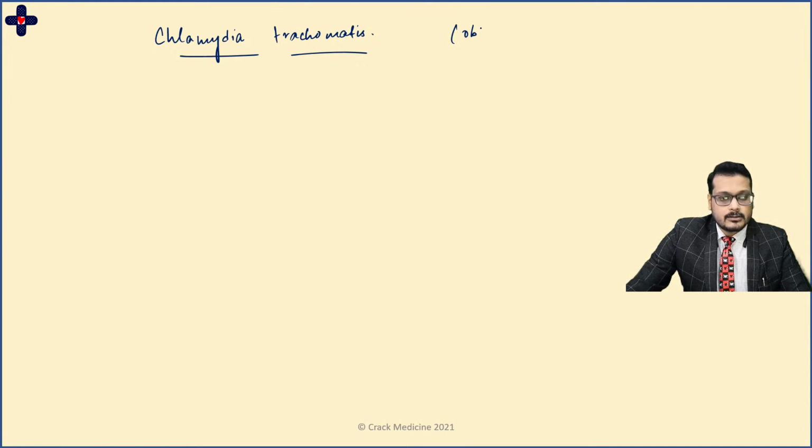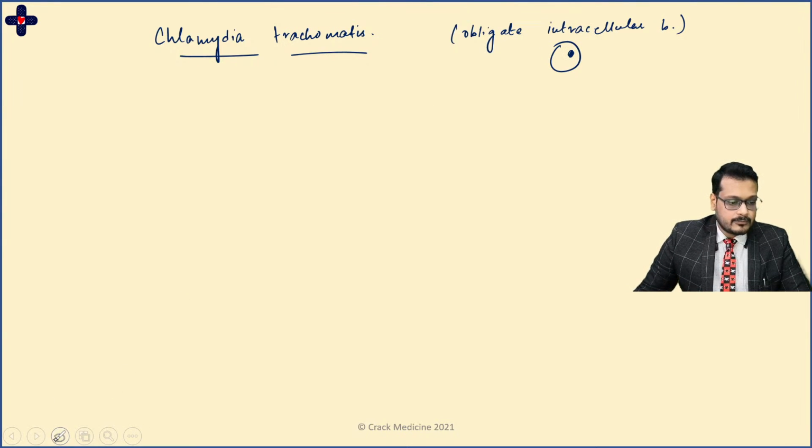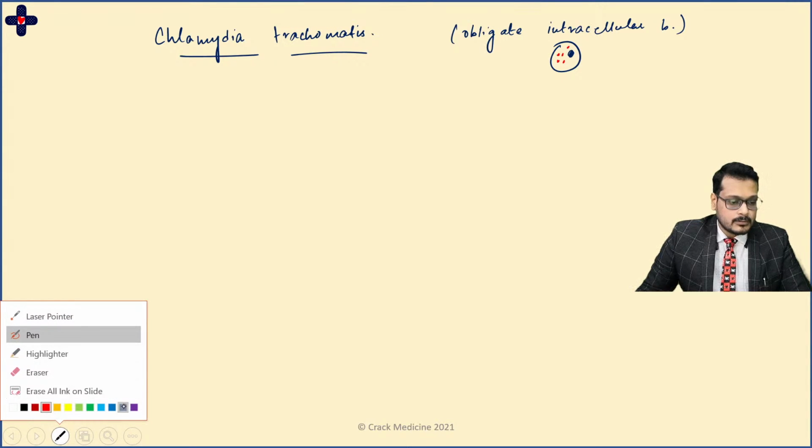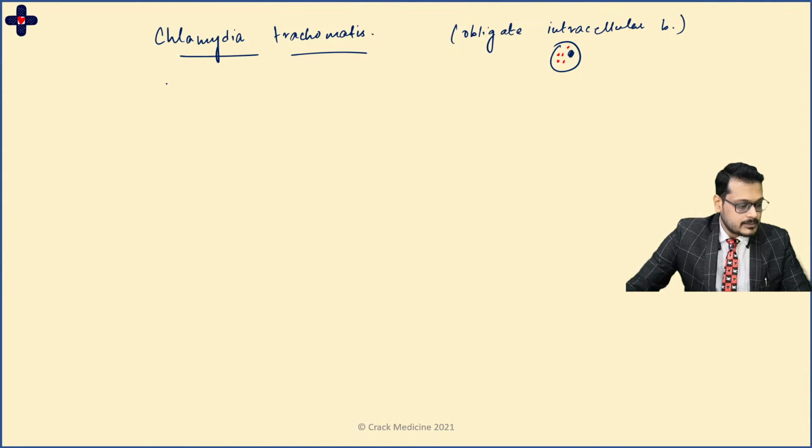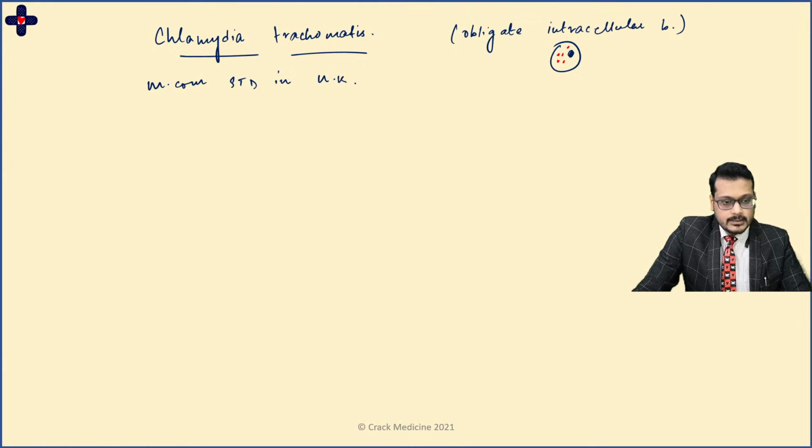It's an obligate intracellular parasite. So if you have a cell, they have this habit of living inside the cells. Okay, so you can find them here. When you stain them, they will stain like this. So that's what an obligate intracellular bacterium means. This is the most common STD infection in the UK. Why I am saying this again and again is because this makes it an important question.